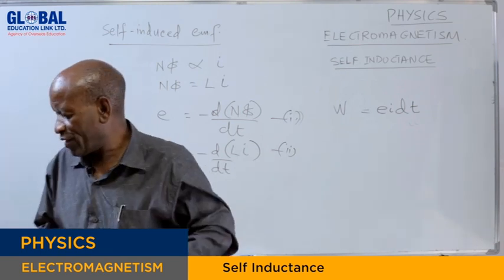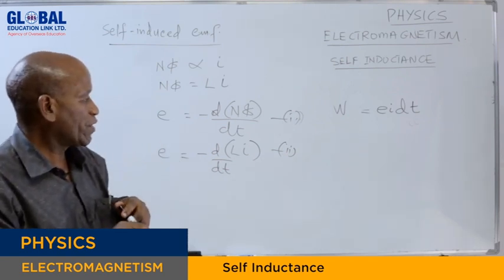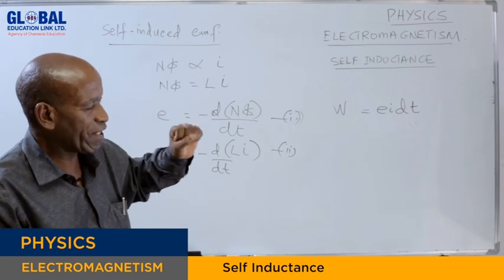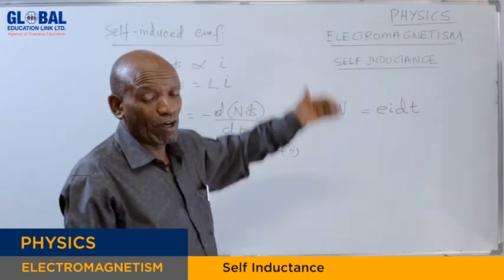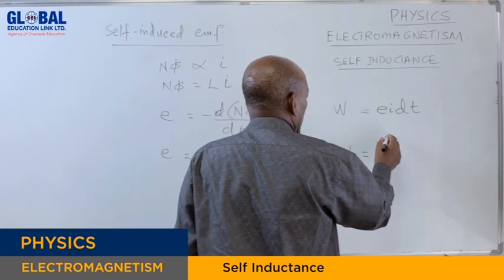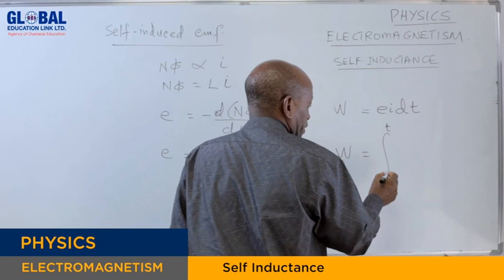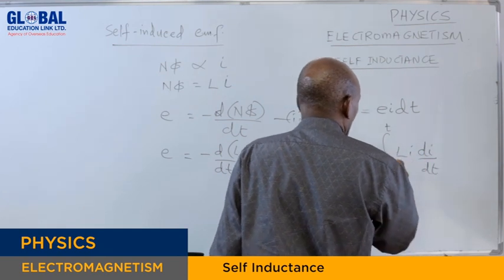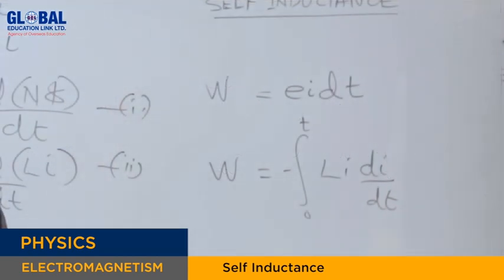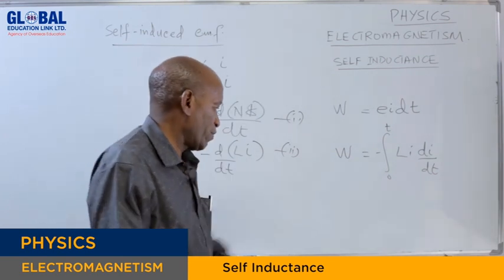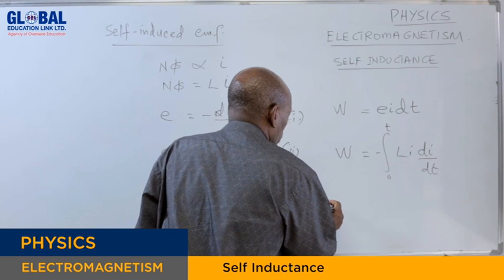And therefore, we'll eventually go on with that derivation until we get the actual energy. I believe we have already derived this previously, because here we're just doing a revision. Actually, the work done will be an integral from 0 to time t of L I dI dt, with a negative sign, because here we are talking about the back EMF. And as we derive the whole of this expression, we'll end up having the total work done.